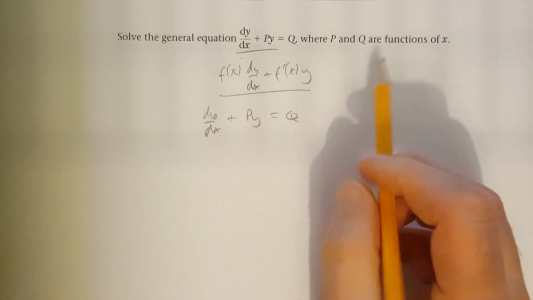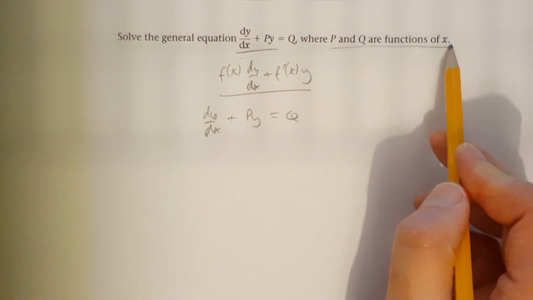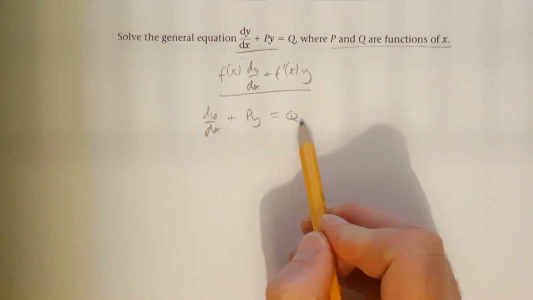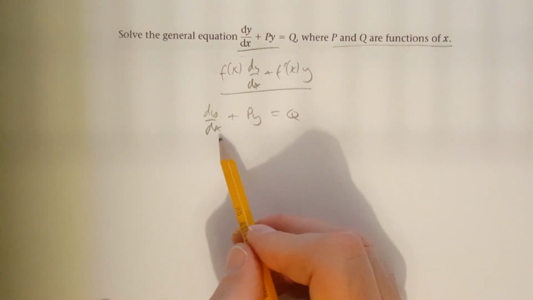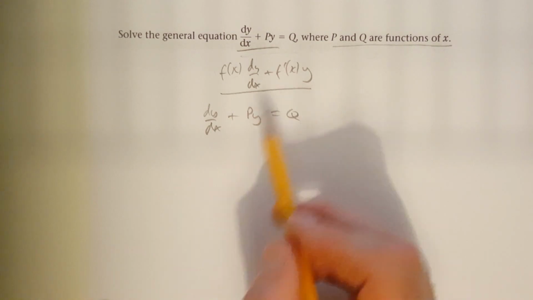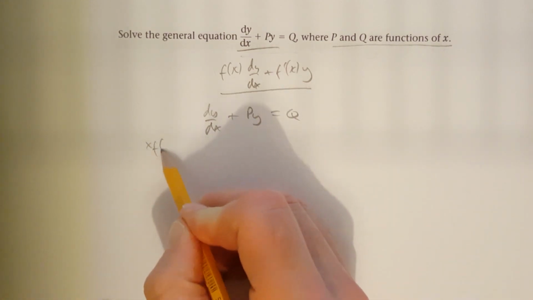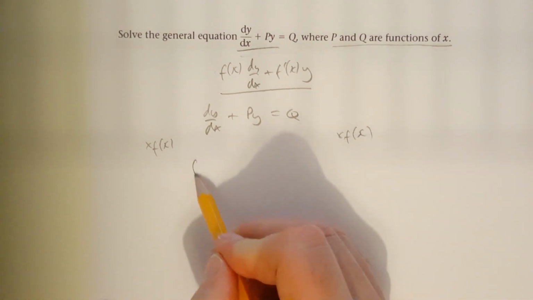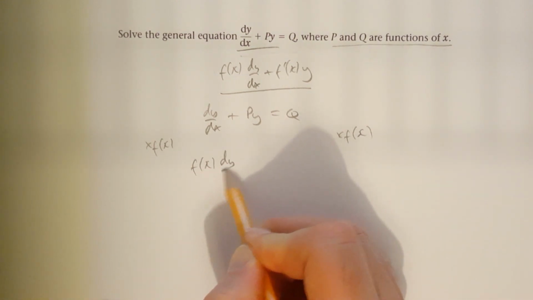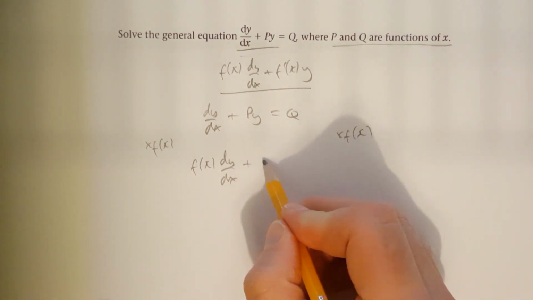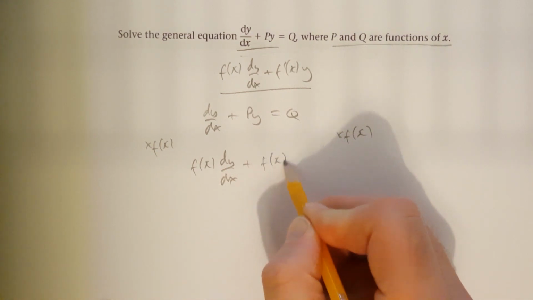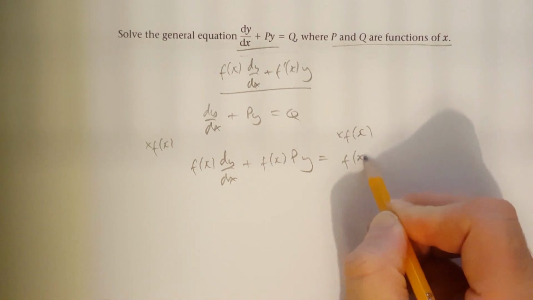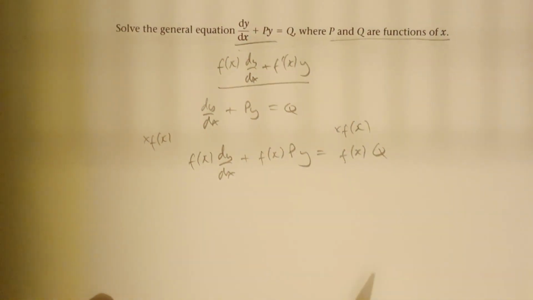So if I start with my original generalization, it's just important to mention that p and q are functions of x. Okay, so it's not just a constant, this is a function, this is a function. So if I want this to fit this format, then the first thing I need to do is to times everything through by f of x. So that gives me f of x dy by dx plus f of x p of x, as it were, y equals f of x times q of x.